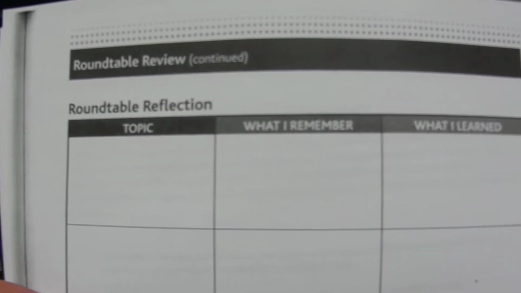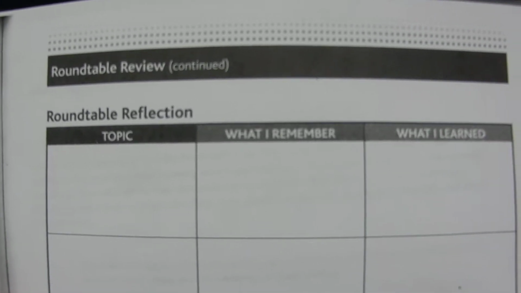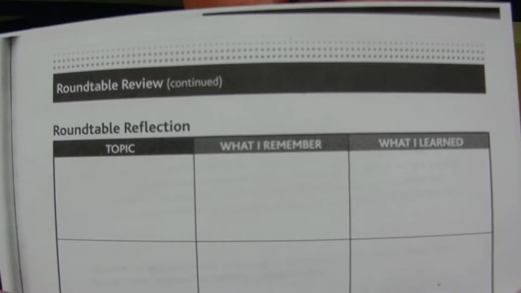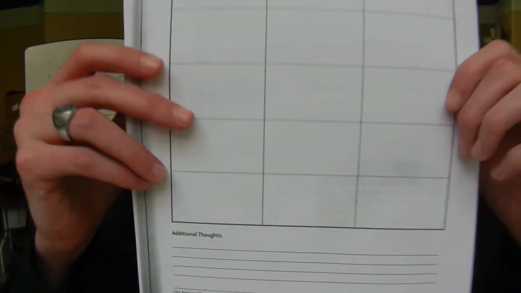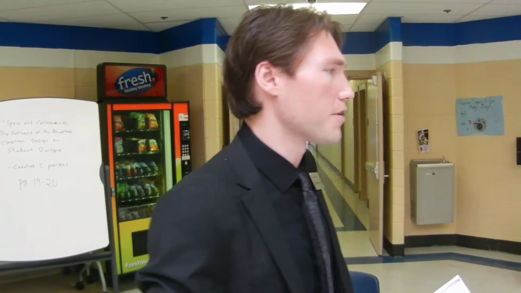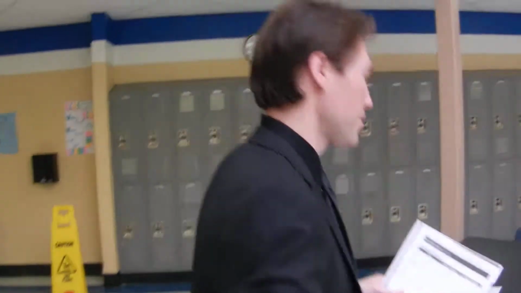This is a nice little organizer going over topic, what I remember, and what I learned, just trying to see exactly if they have any information at all in their little brains. We want to know that to be able to measure growth. So everybody gets this initially, even people in Group A, same worksheet. But you'll notice something. Let's start traveling to the tables.